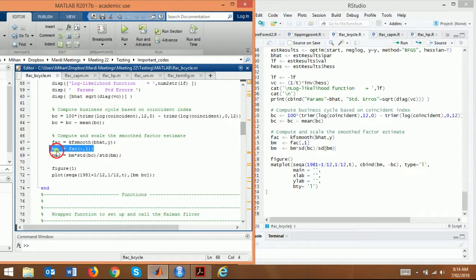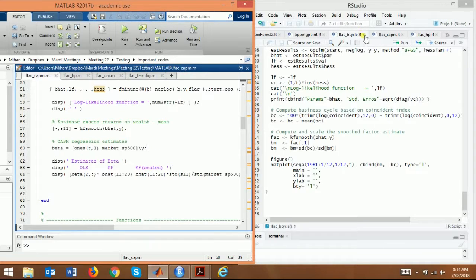This is the function, isn't it? Yeah, based on business cycle based on smooth factor. Scale it. Take the two standard deviations and multiply the smooth factor with the ratio. Then create the plot, one with the smooth factor, one based on the coincident index. Smooth factor gives you the forecast or prediction. The sequence is created here, right? Sequences start here, grow up, steps are here, total will be this.